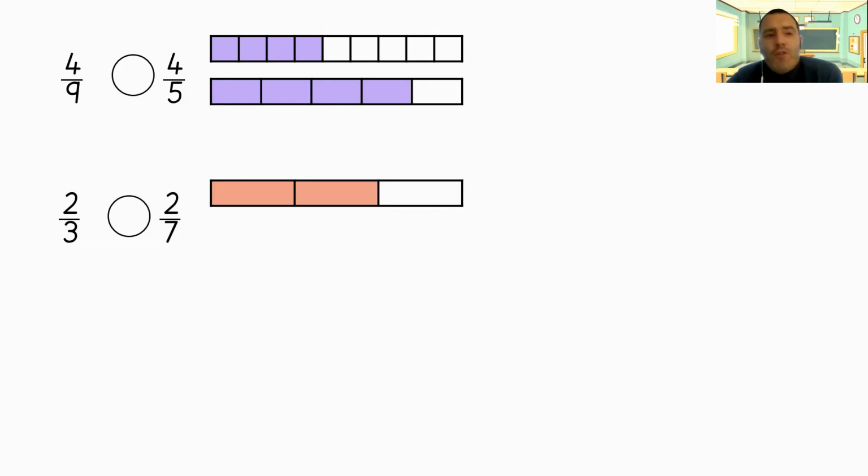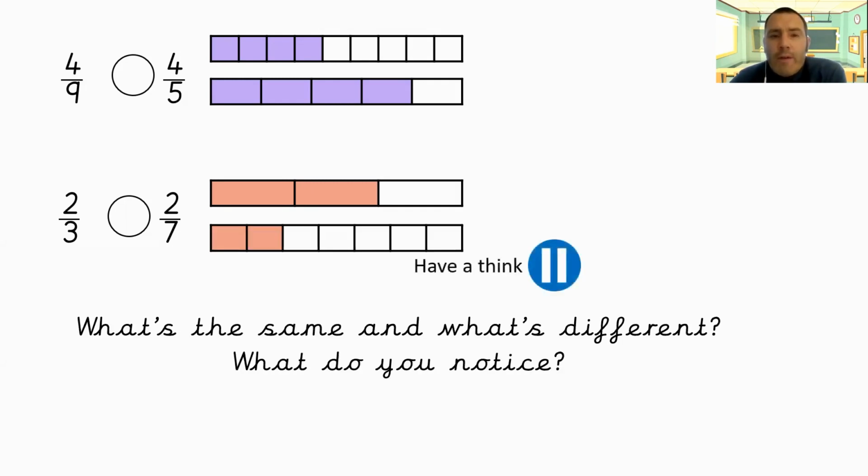And we've got the same with 2/3 and 2/7. So again, I'm going to split my bar into thirds, colour 2 of those in, split my bar into 7ths, and I'm going to colour 2 of those in.